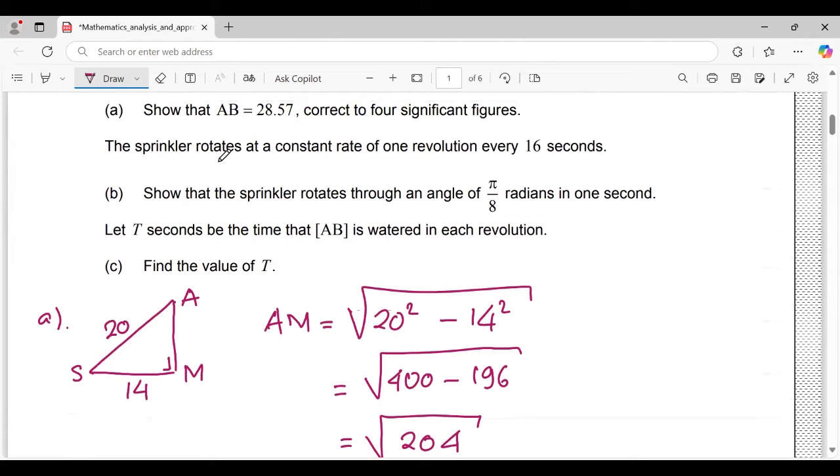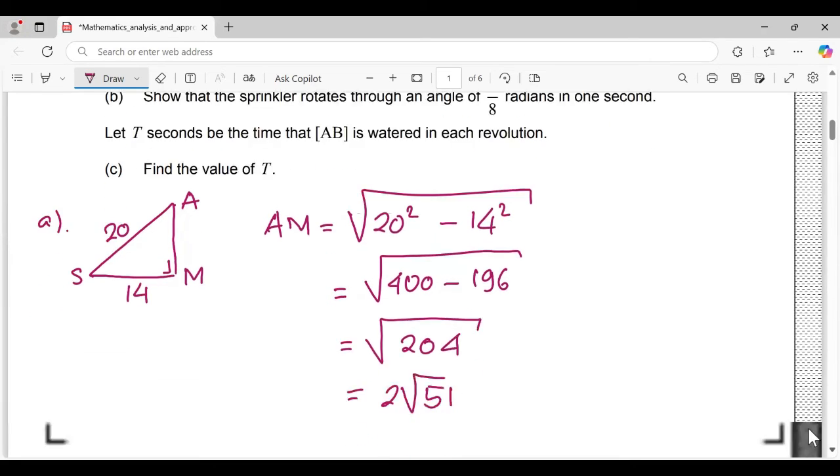The sprinkler rotates at a constant rate of 1 revolution every 16 seconds. So 1 revolution occurs every 16 seconds, so the sprinkler rotates through an angle of pi over 8 radians in 1 second. Pi over 8.